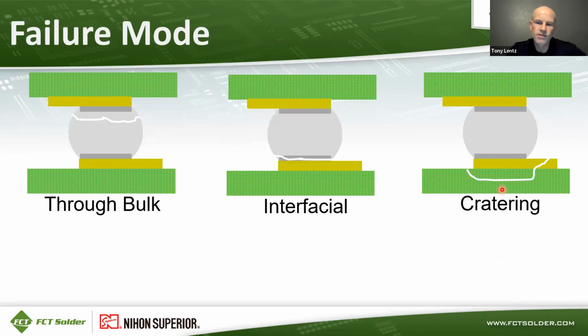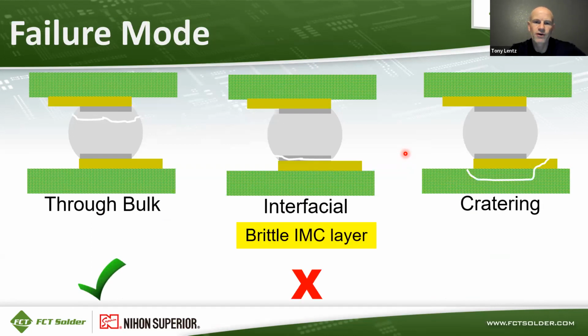But the other thing that was tested in this work was the failure mode. And so the failure modes were summarized. You've got 3 different failure modes that are possible in this type of testing. Through the bulk of the solder, which is shown on the left, which is the most desirable failure mode. And then you've got interfacial failure modes, which are usually due to brittle IMC layers, and those can occur either at the board pad interface or at the component interface.